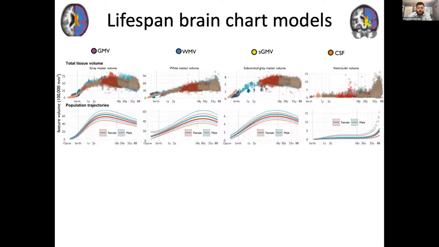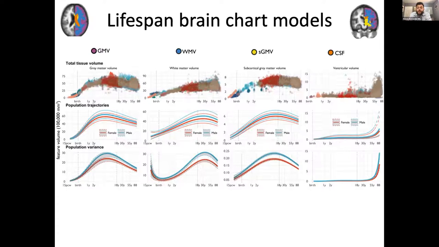One way our models extend previous work is modeling age-related changes in variance across individuals. For example, on the bottom left, we see an early developmental increase in gray matter variance that peaks at age 5. In contrast, white matter variance peaks during the 4th decade of life, and CSF variance peaks at the end of the lifespan. And in line with prior literature on this subject, variance in males is generally higher than variance in females.